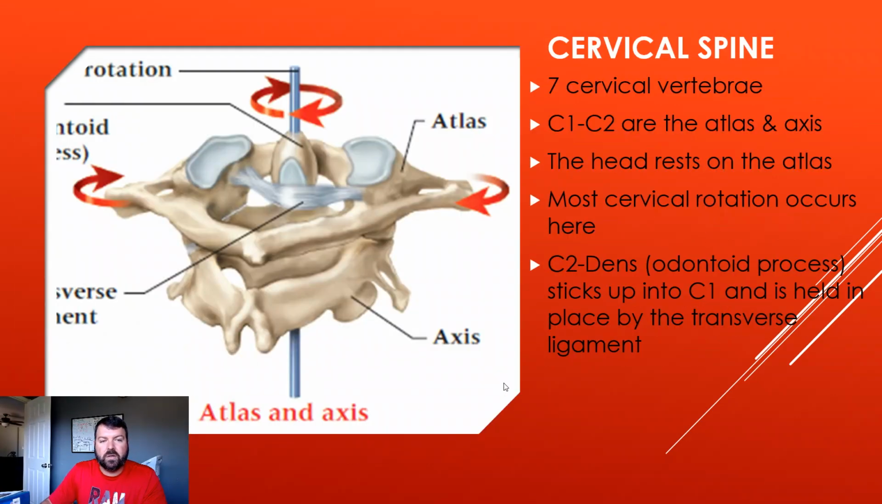Okay, so on the cervical spine, there are 7 cervical vertebrae. C1 and C2 are very unique. They're called the atlas and axis.